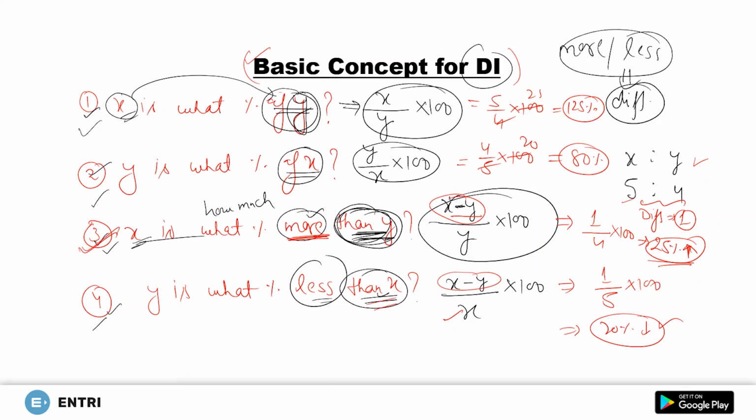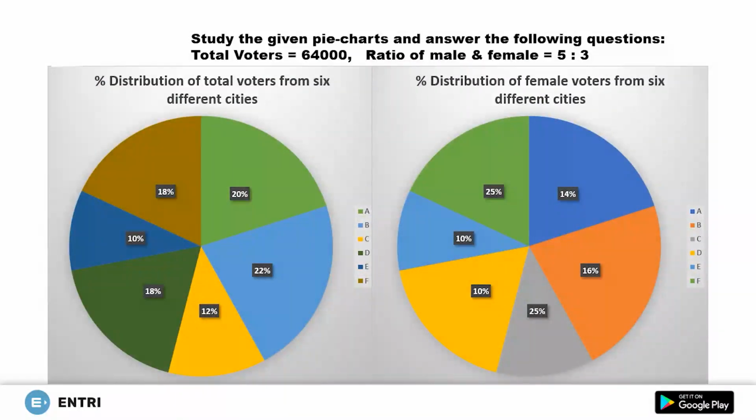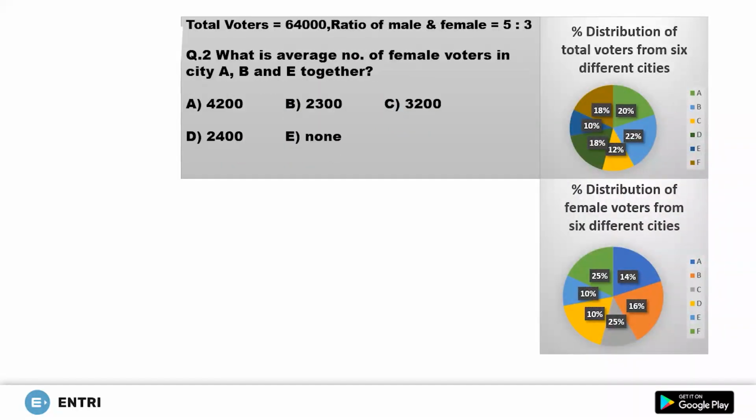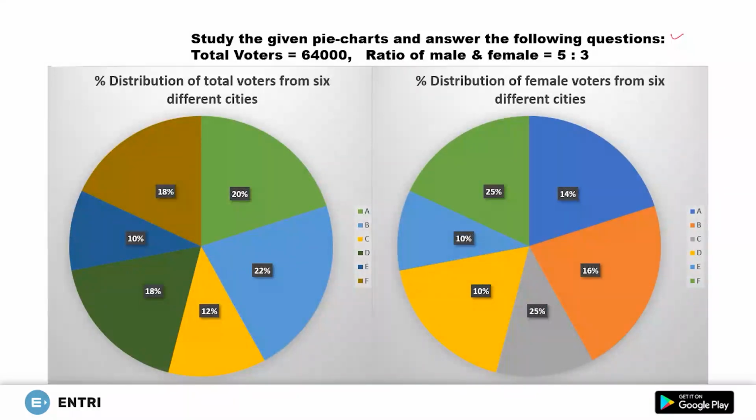Now move to the questions. This is your first question. The question is, study the given pie charts and answer the following questions. So you need to study these pie charts, and after that you need to answer these questions. So let me decode this. What is it saying? First of all, it says the total number of voters is 6400. Now the ratio of male and female voters is also given. That is 5:3.